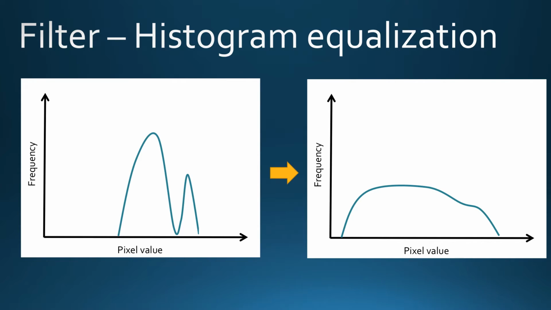An ideal histogram should have all pixel values at equal frequency. But there is no such ideal image, because you are taking a picture of something in the real world, and the real world is never ideal. But ideally, for image processing purposes, the histogram needs to be as flat as possible. So histogram equalization allows you to do that.